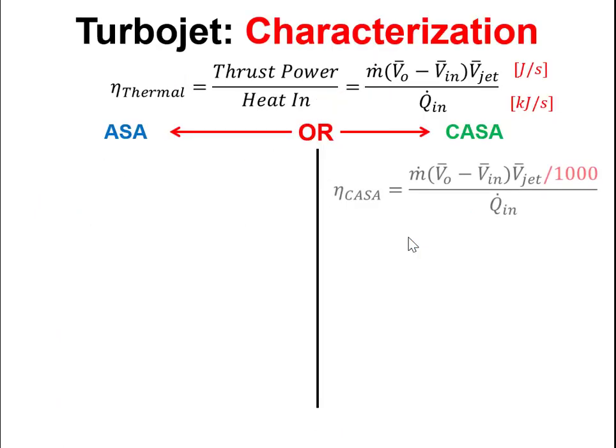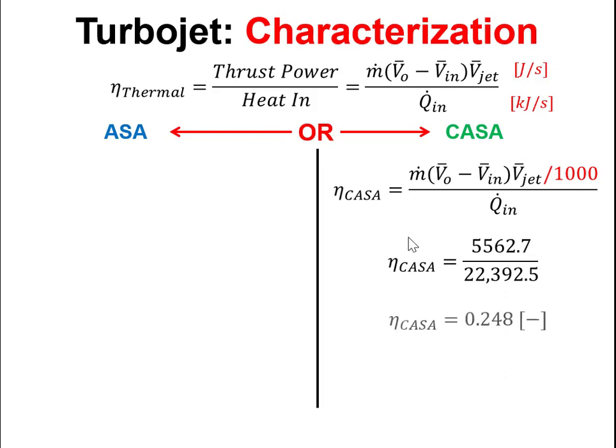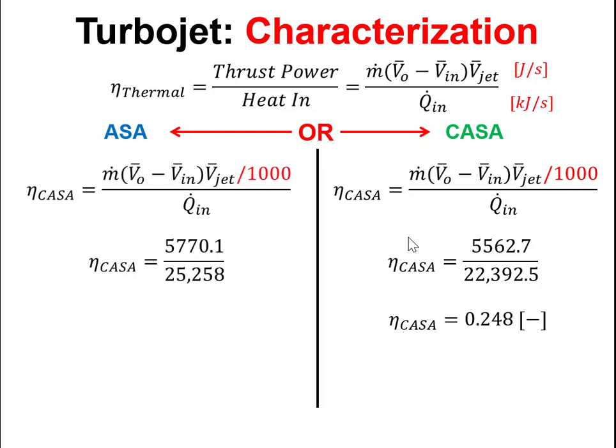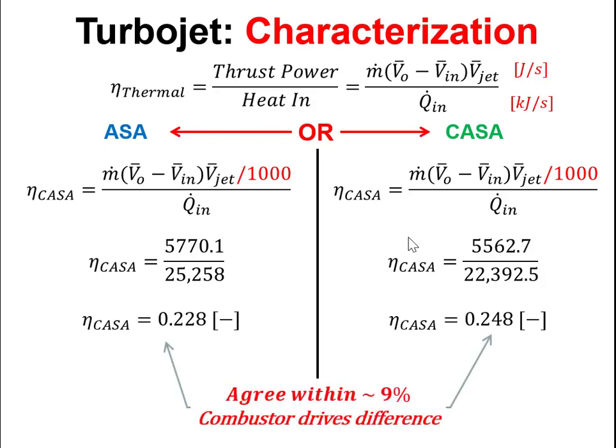Now if I look at my characterization, I can do this on both sides, remembering to check my units. I get a thermal efficiency of just under 25 percent with a cold air standard analysis, but with a variable specific heat analysis, I get 22.8. So they agree within about 10%. We always have to remember that the variable specific heat analysis gives us a more accurate representation of what's going on because we're making one fewer assumption.